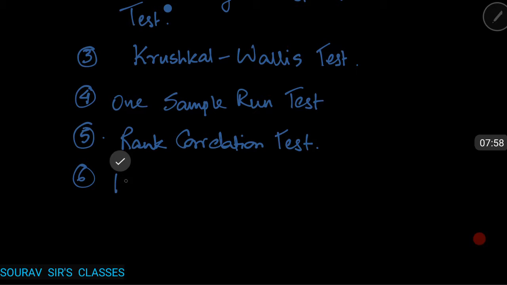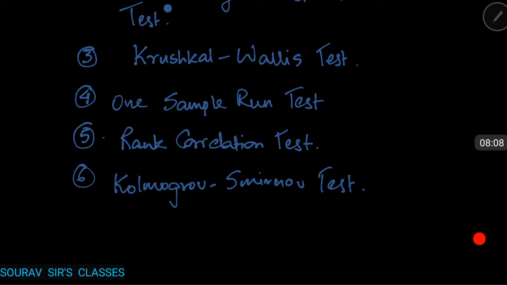Number 6. Kolmogorov-Smirnov test. It is another method of determining the goodness of fit between an observed and theoretical probability distributions.